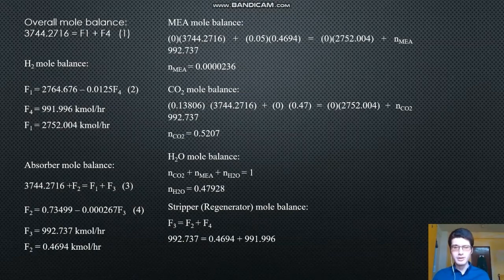Applying a mole balance for the amine, it will be a very low percentage, because it can affect the trays inside the absorber, so it should be at a very low percentage with a good absorbing rate, which in our case can absorb up to 50% of the CO2, and the remaining 48% will be water. And if we apply the mole balance on the stripper, we already got our unknowns, which are F3, the rich amine entering the stripper, F2, the recycled lean amine, and F4, which is CO2 gas.